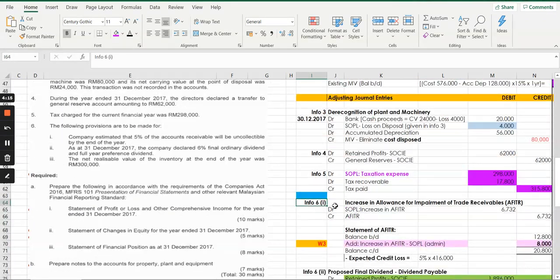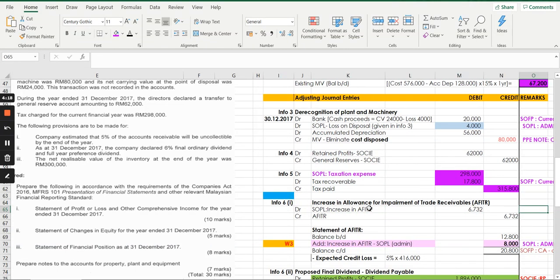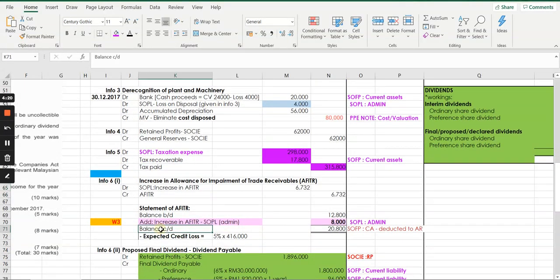In information 6.1, the amount expected to be uncollectible at the end of the year is 5%, and this 5% is from 416,000, your accounts receivable balance. That will give you 20,800. This is what you will have to remove or reduce from your accounts receivable to get the net realizable value of accounts receivable. There is no journal entry for this.